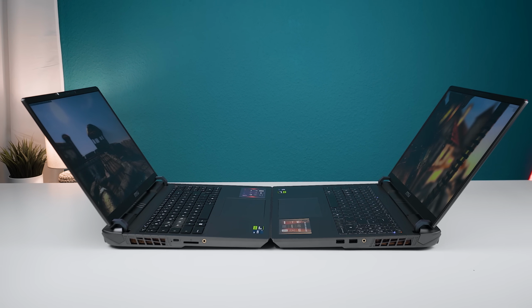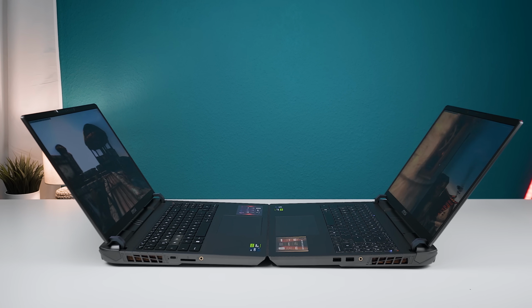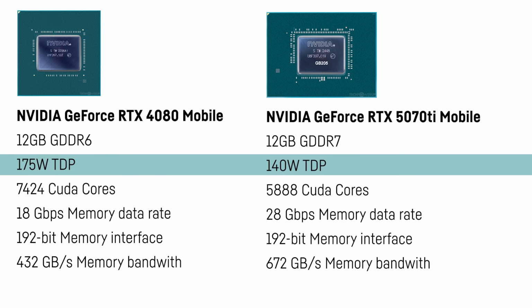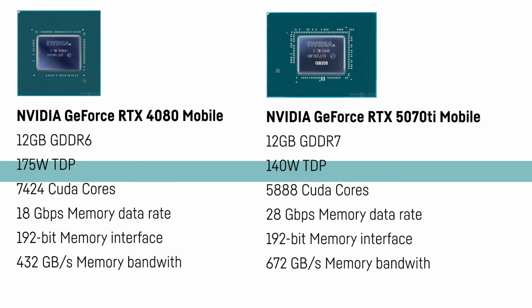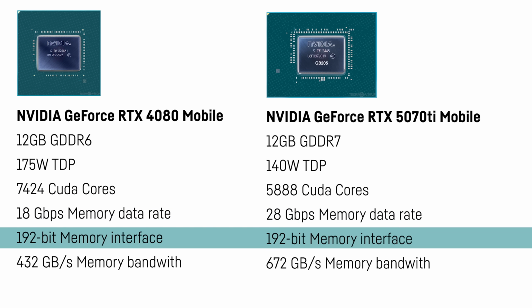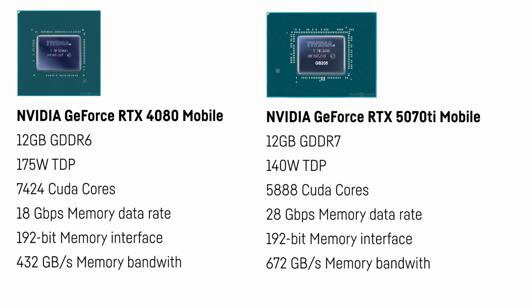Interestingly, other than the results as we'll see soon, these two mobile GPUs do have a lot of differences when we take a look at the spec sheets. The 4080 in this laptop is allowed to pull up to 175 watt, while the 5070ti can only draw a maximum of 140 watt. Also, the RTX 4080 mobile does have a noticeably bigger amount of CUDA cores. While both share the same size memory interface, the 5070ti mobile's bandwidth is much bigger since it's using the faster GDDR7, so we'll see if that's enough to even out the results.